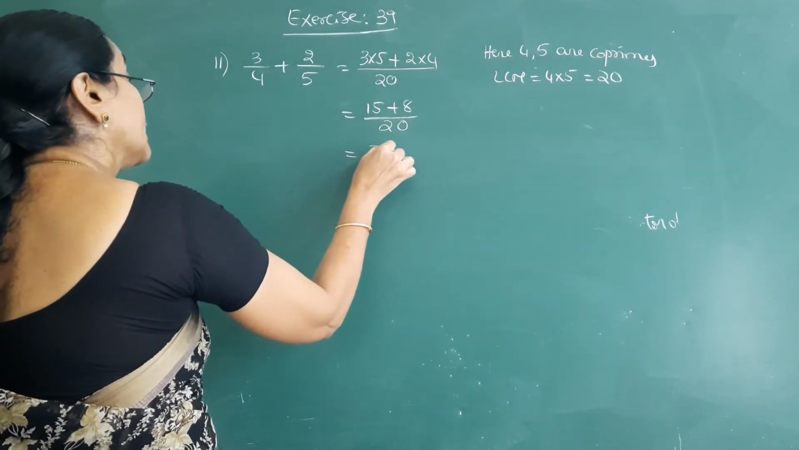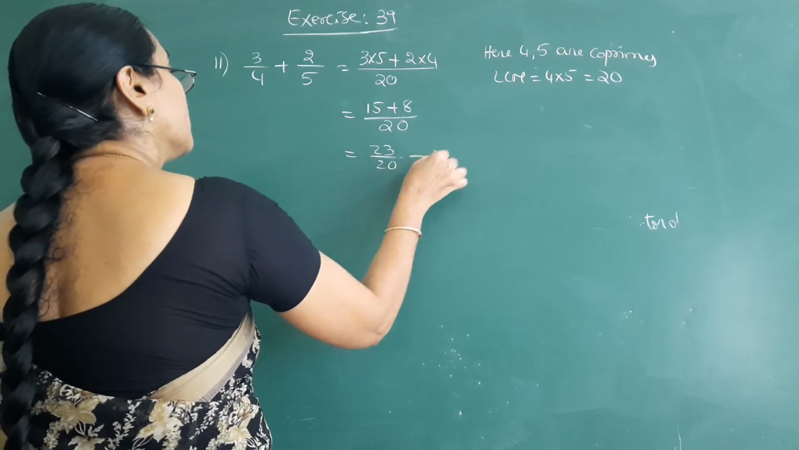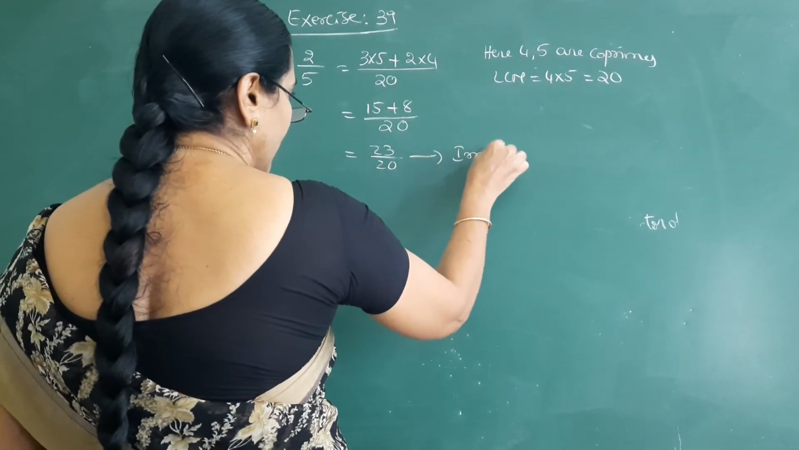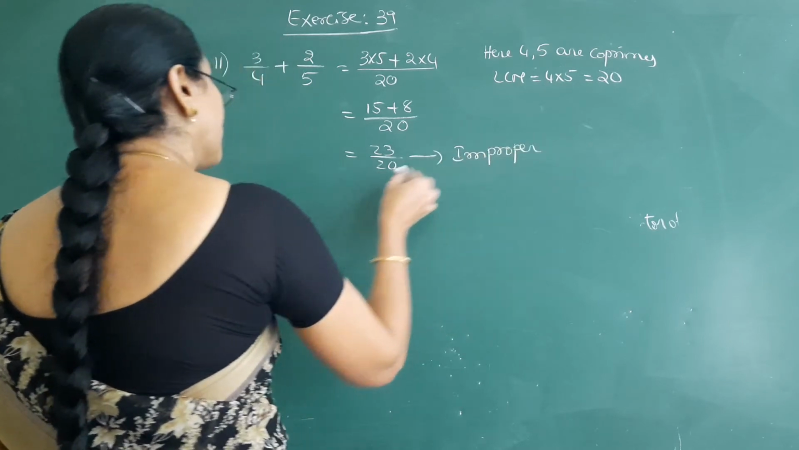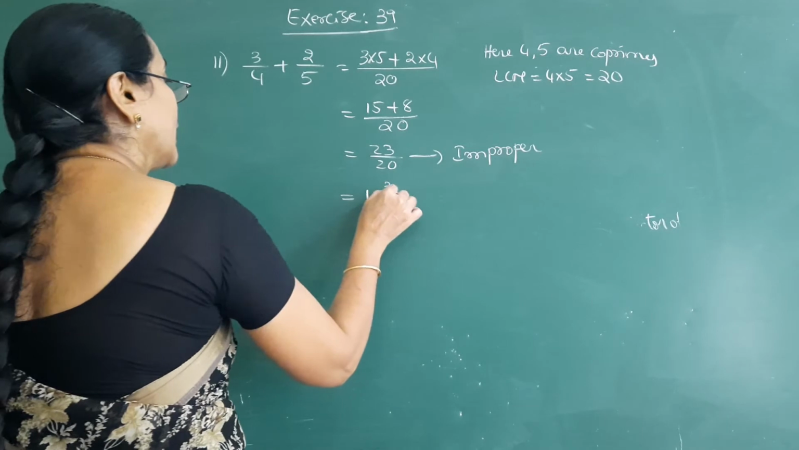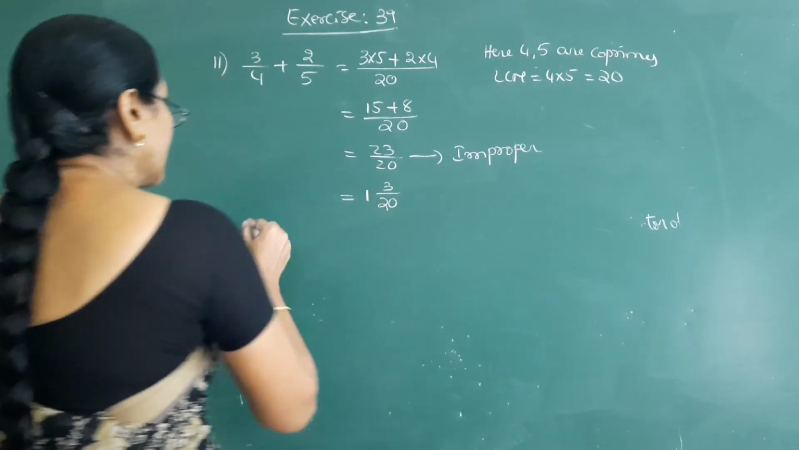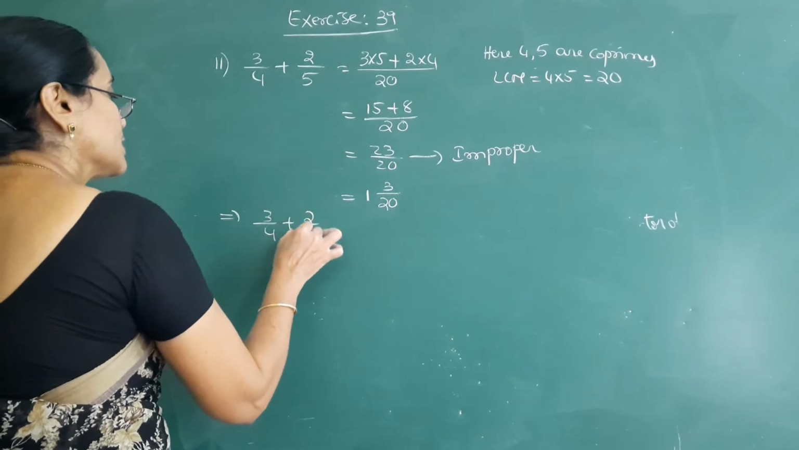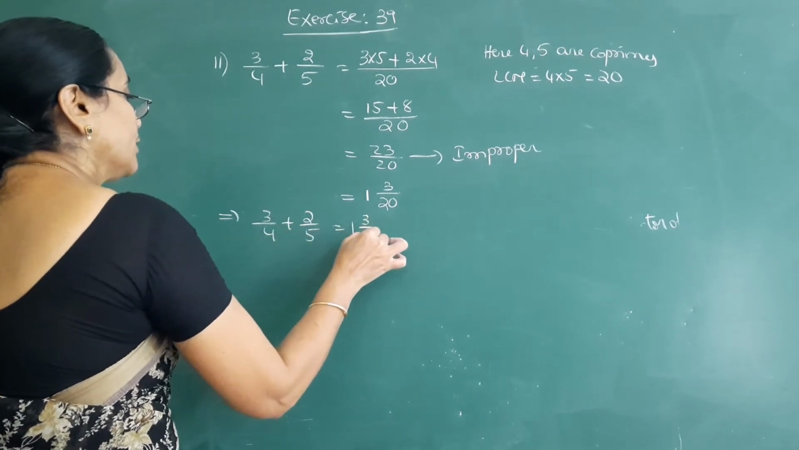That is 15 plus 8 by 20. It is 23 by 20. Here observe the numerator is greater than the denominator. It is an improper fraction. For an improper fraction you have to convert into mixed. 1 20 is 20. Remainder is 3 by 20. So the answer is 3 by 4 plus 2 by 5 is equal to 1 3 by 20.